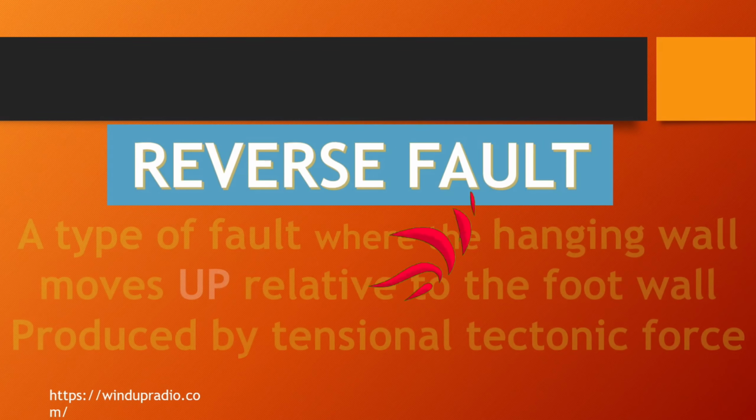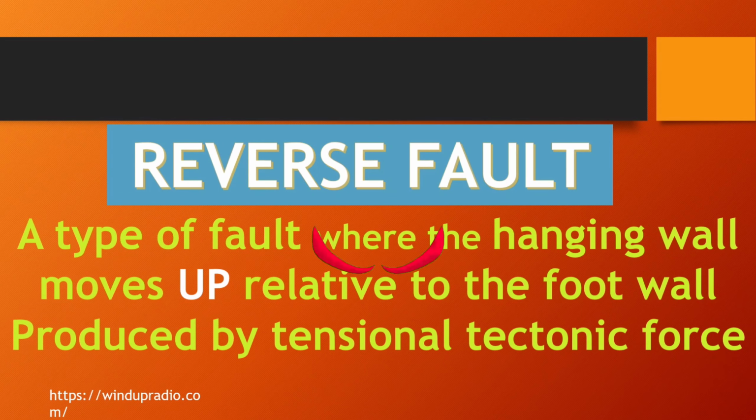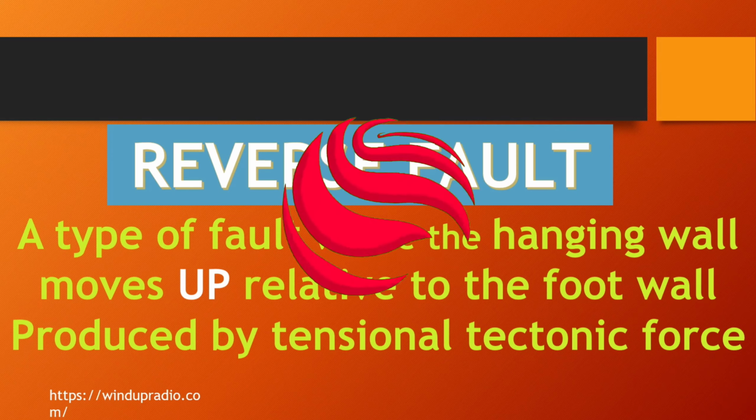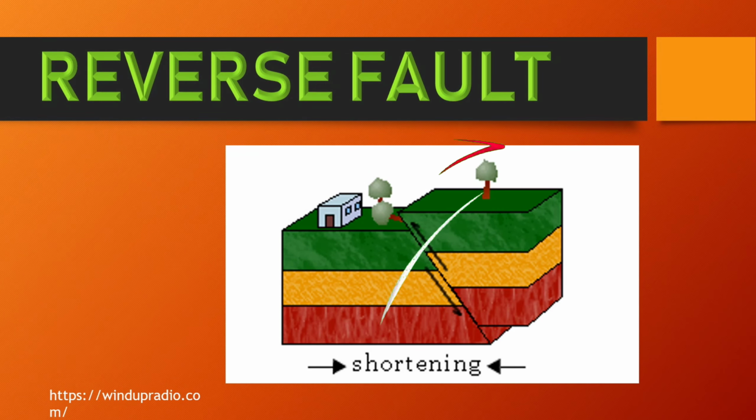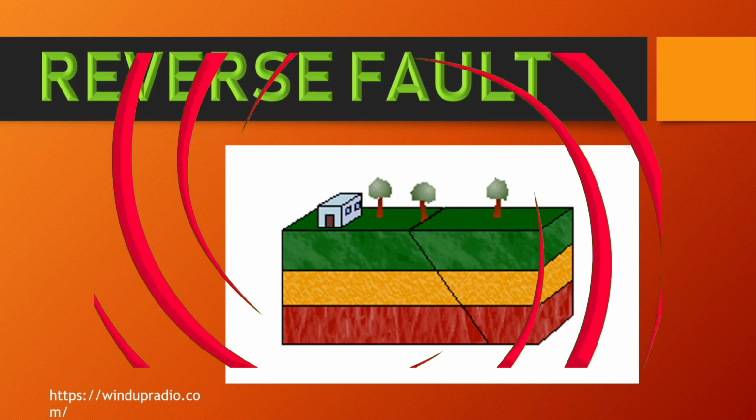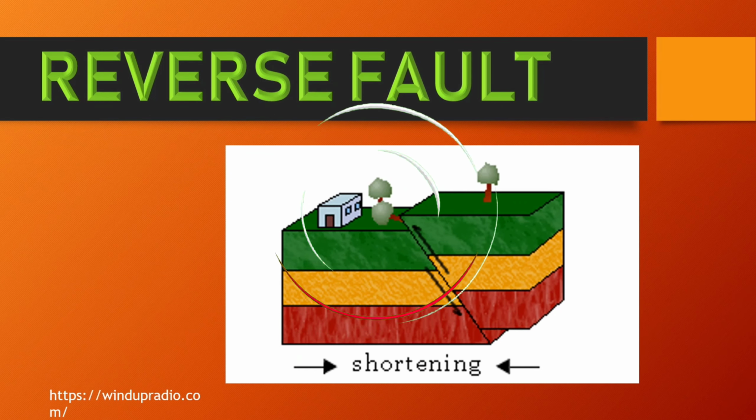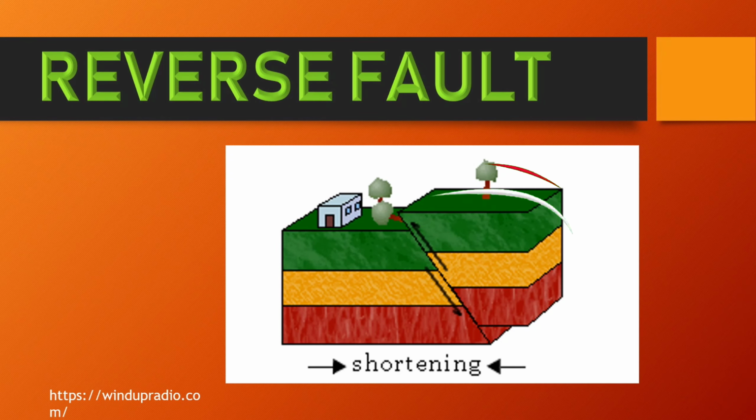Ang sunod naman ay ang reverse fault, a type of fault wherein the hanging wall moves up relative to the footwall produced by tensional tectonic forces. Kabaligtaran siya mga bata ng normal fault, na kung saan ang hanging wall ay siya naman ang nasa itaas. Pareho silang sanhi ng tensional tectonic forces.